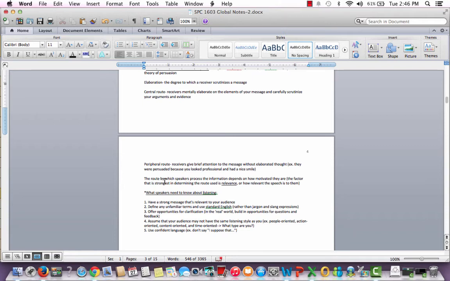So going back up here, the route by which speakers process the information depends on how motivated they are. For instance, if they are hungry, they might say, I don't have time to really pay attention to this, I'm doing the peripheral route. If maybe the information is going to be on an exam or they have to write an essay about it later on, they might use the central route. So it depends on how motivated they are.